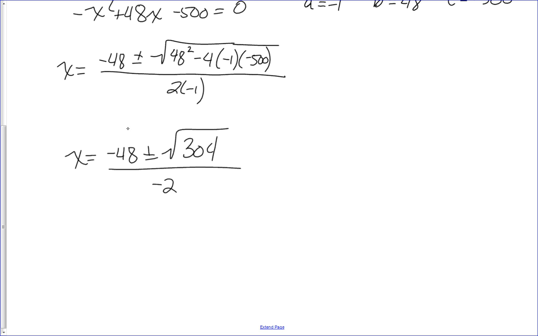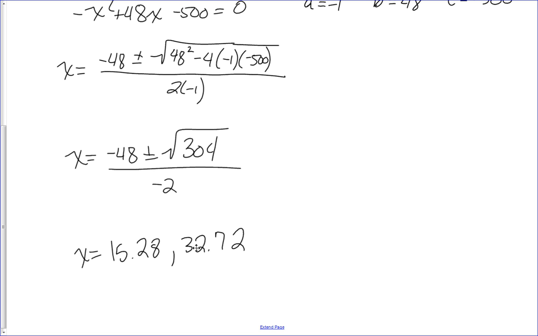Now plug this into your calculator, because since we're trying to find the price of a CD, we need to get a decimal for these. When you plug it into the calculator, your two answers should be 15.28, rounded to two decimal places because it's money, and 32.72. When you plug in negative 48 plus all this, you're going to get one of these answers. When you plug in negative 48 minus all this, you're going to get the other answer.